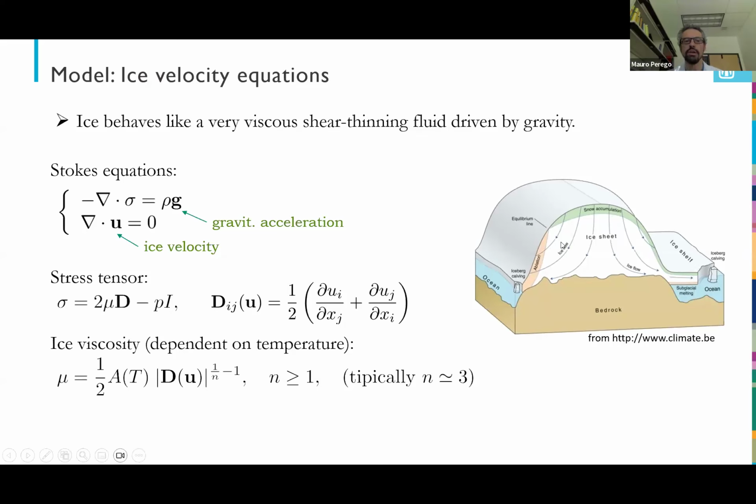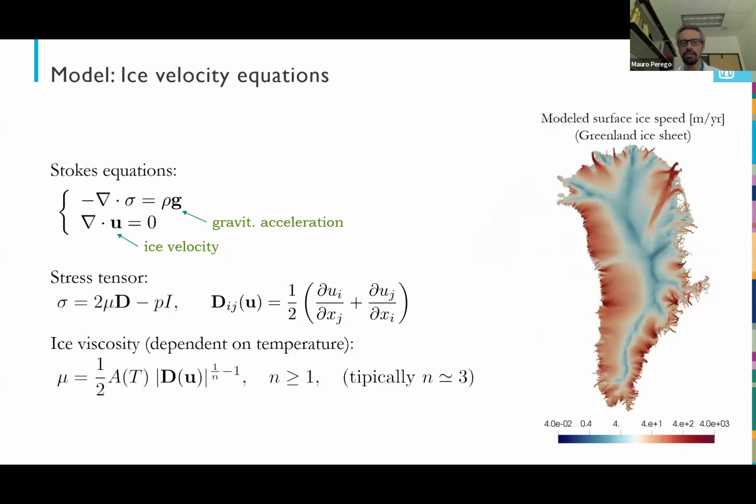And so we model the velocity equation typically with Stokes equations. This is a typical Stokes equation for fluids. The main thing is that it's not a Newtonian fluid, it's a shear-thinning fluid, so the viscosity is not constant, but depends on a negative power of the deformation tensor. On the right, you have a simulation where you compute this velocity, the surface velocity in Greenland. The blue is a very slow velocity, and the high is up to 4,000 meters per year.